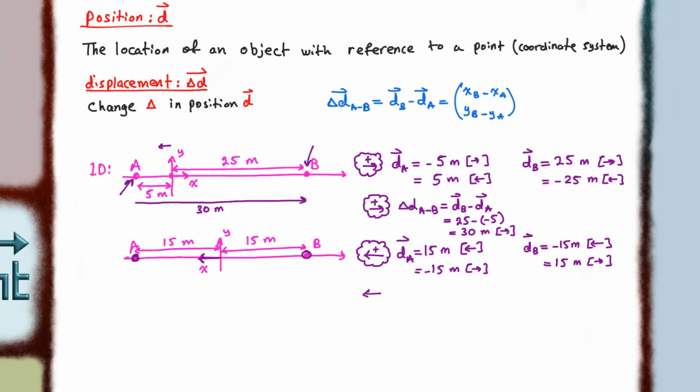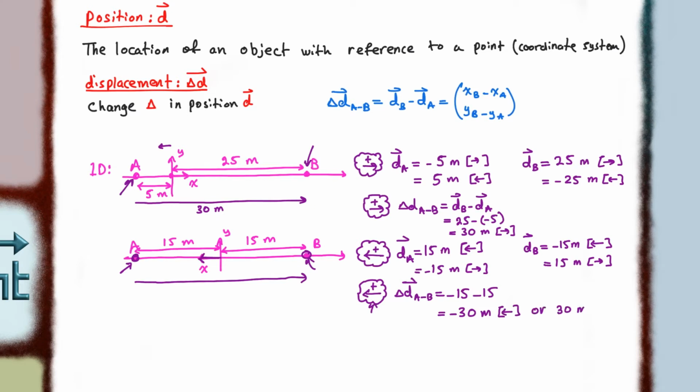Okay, now for the displacement, we're going to take left to be positive. It's still displacement or change in position from A to B. So we're going to take position B and subtract it by position A. Position B is negative 15 to the left, and position A is positive 15, so subtracting it by just 15, we get negative 30 meters to the left or 30 meters to the right.